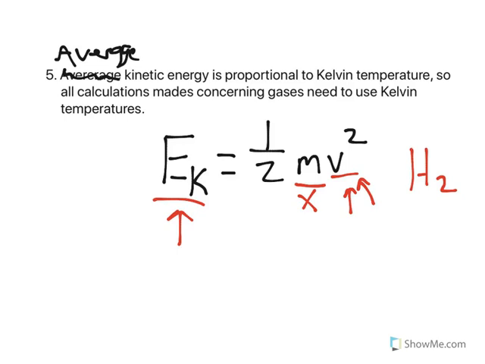Since a way to change the velocity of a substance is to, for example, increase the temperature, increasing the temperature would result in an increased velocity, which would result in an increased kinetic energy. So this kind of helps tie together how Kelvin temperature and kinetic energy are essentially the same thing. As one goes up, the other has to go up as well. And these are the 5 postulates of the kinetic molecular theory.